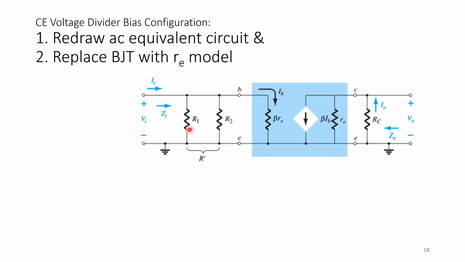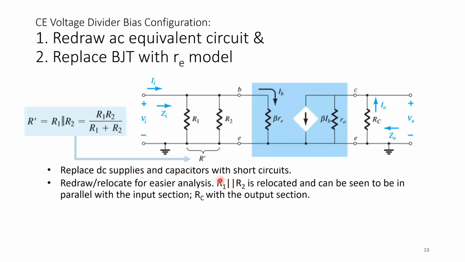It's just like the fixed bias, except that RB is replaced with R prime, which is going to be R1 parallel with R2, because the DC supply connected to R1 is replaced with a short circuit connected to ground, which means R1 and R2 are now in parallel. So R prime is R1 parallel with R2, and we have relocated it for easier analysis. R1 parallel with R2 can be seen to be parallel with the input section, and RC is parallel with the output section.